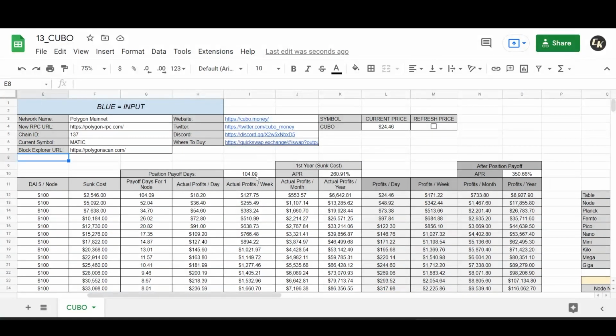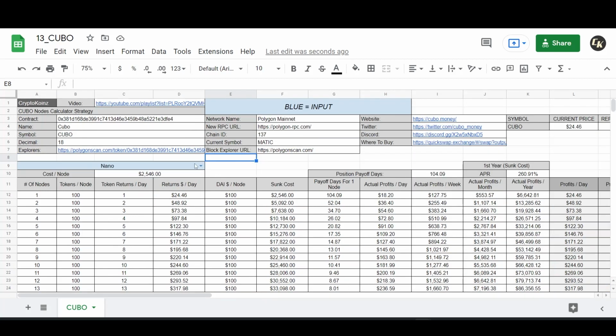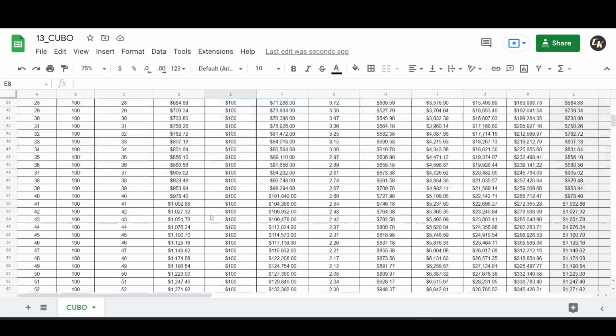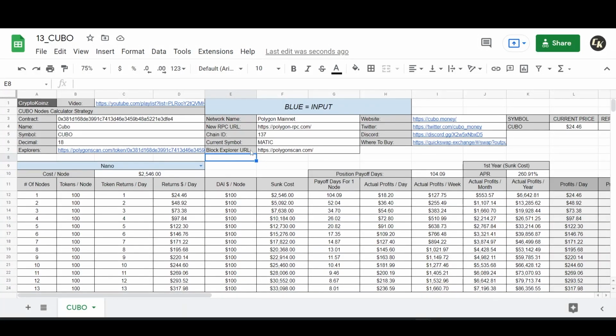This one pays 260% for the first 104 days. After that, you're looking at 350%. So you can test out multiple strategies and use a table to see what your returns look like according to current figures. This is crypto and everything fluctuates, and also the rates change over time.